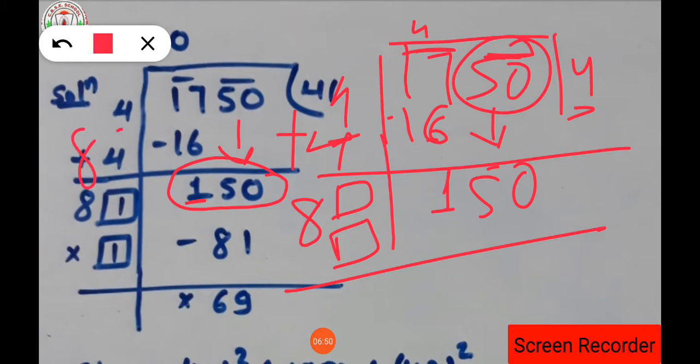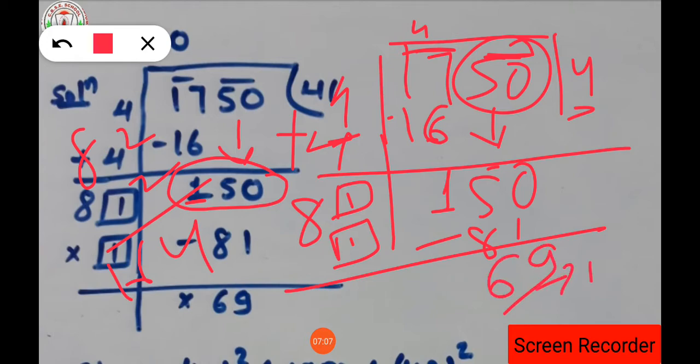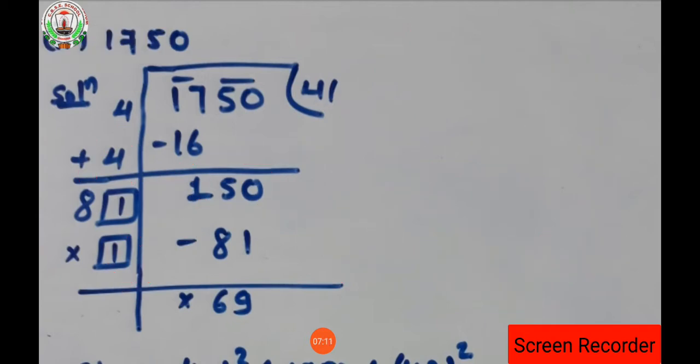Suppose we are taking 2 there. Then 2 2s is 4 and 2 8s is 16. So 164 is greater than 150. So we are going to take 1 here. So 81 will be there. Now subtract it, 150 minus 81, it will become 69. So what is the remainder we are having here? The remainder we are having here is 69, doesn't it? So the remainder in this question is 69.